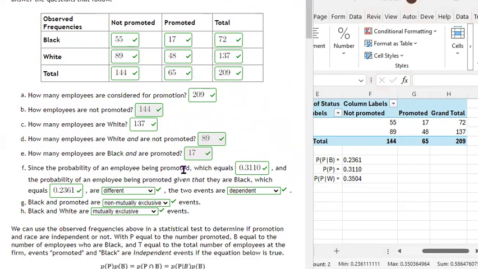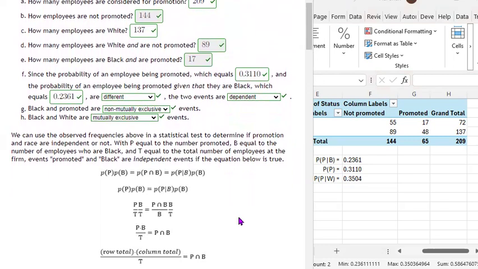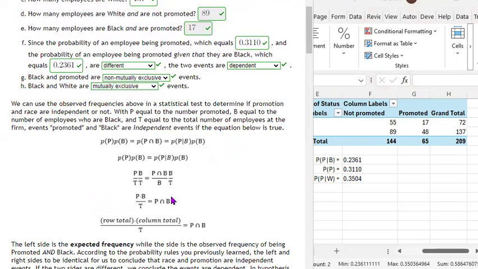Okay, so now we're going to do a statistical test. And the statistical test we're going to do is based on this definition of probability of promoted given black. Now, I have it written a little differently here. The probability of promoted given black is equal to the probability of promoted and black divided by the probability of black. So what I've done here is multiply both sides of this equation by the probability of black to move the probability of black over here.